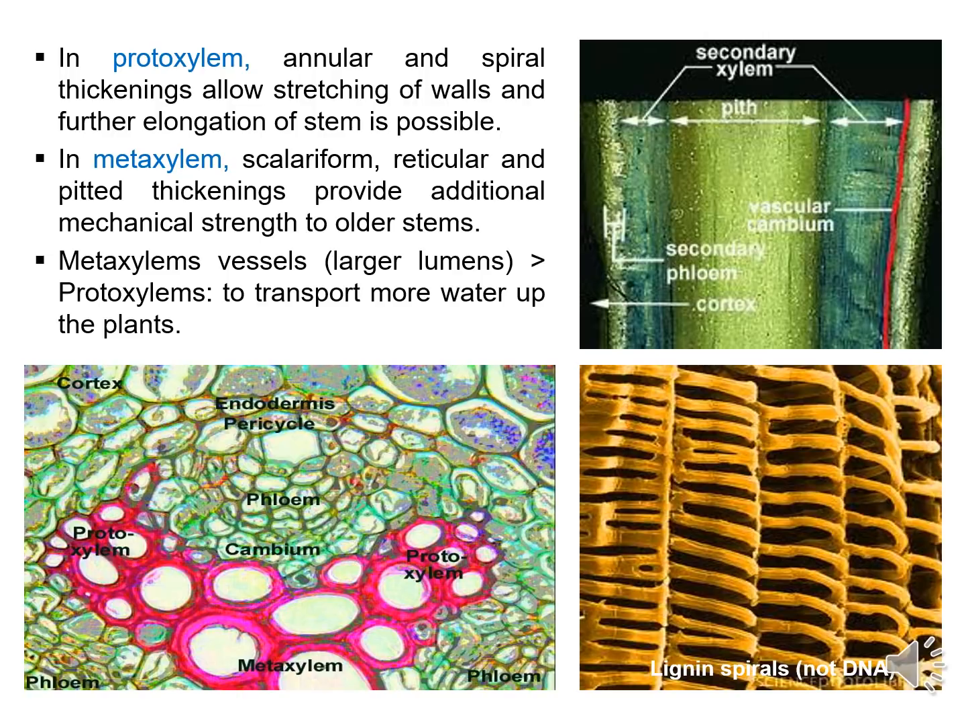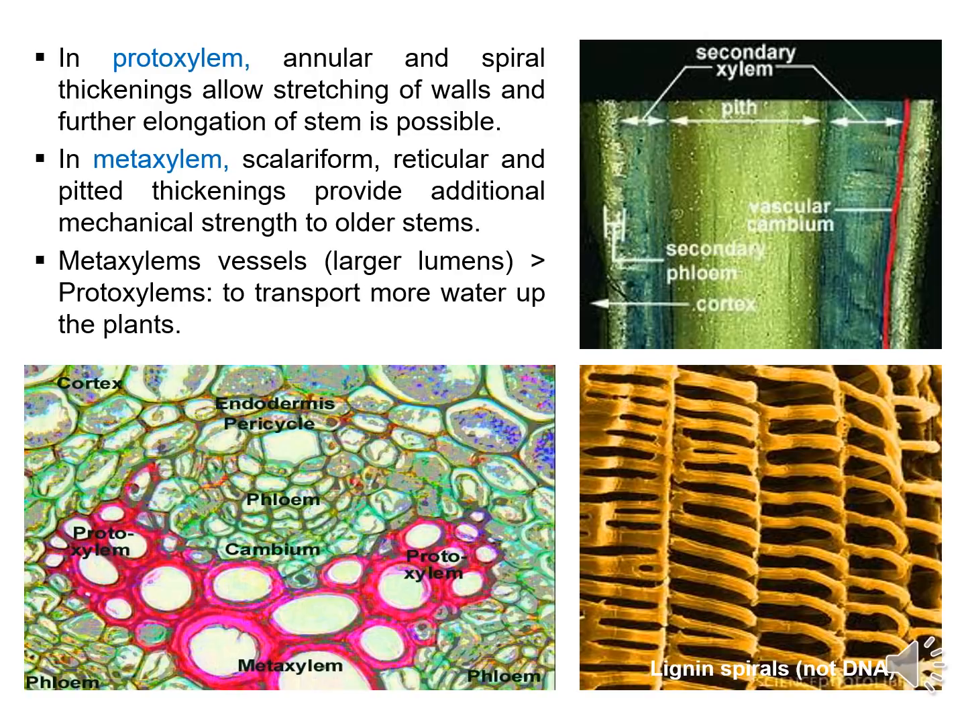Protoxylem has annular and spiral thickening, which allows the stretching of walls so that further elongation of the stem is possible. Meanwhile, metaxylem has scalariform, reticular and pitted thickening, which provides additional mechanical strength to the stem. But both function in the same way to transport water. The difference is just the way they are formed. One with annular and spiral thickening, another one with scalariform, reticular and pitted thickening. But both function similarly in providing a good transportation system of water.